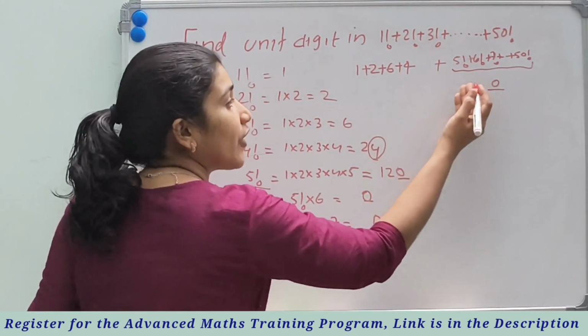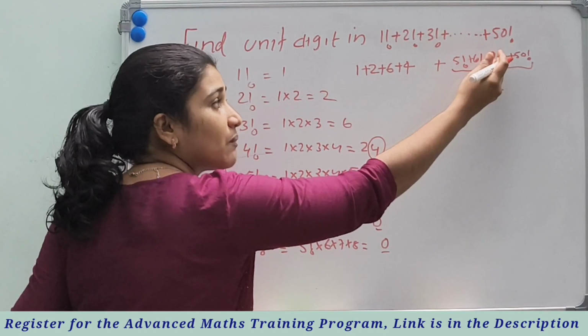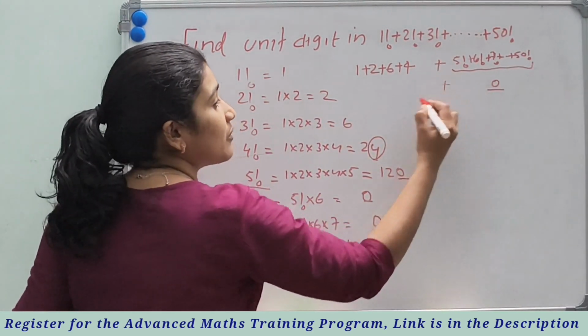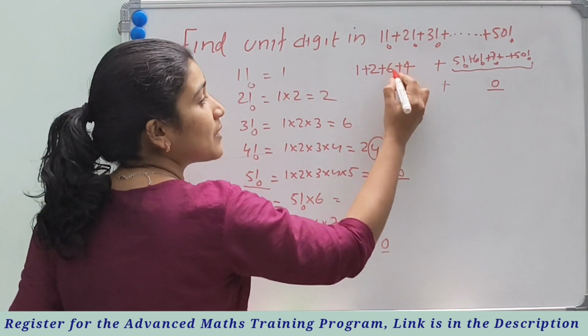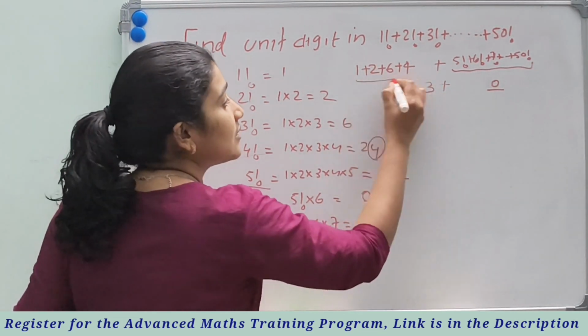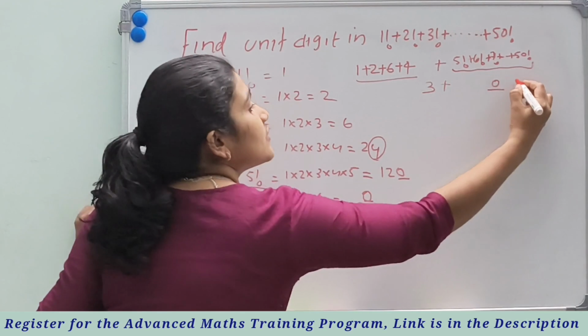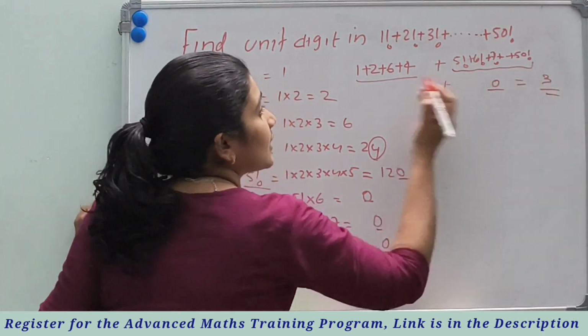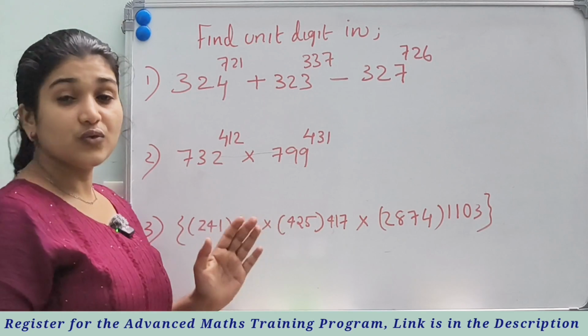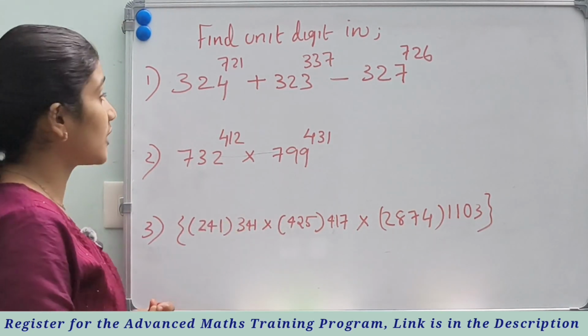Now 5 factorial plus 6 factorial plus 7 factorial up to 50 factorial, the unit digit is 0. Which means here 1 plus 2 is 3, 3 plus 6 is 9, 9 plus 4 is 13. So the unit digit is 3 in these terms. So 3 plus 0, the unit digit is 3 in this expression. Finally, we can solve all these questions using this same technique.